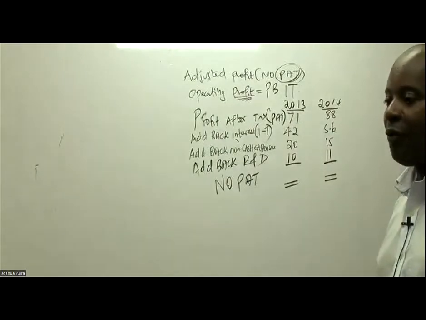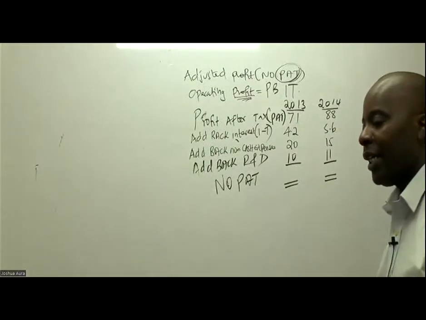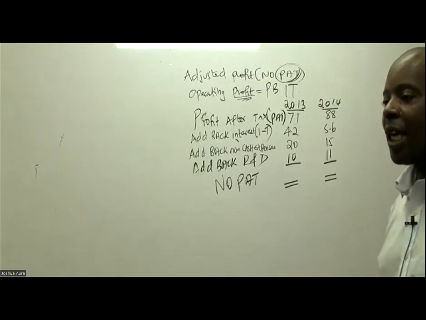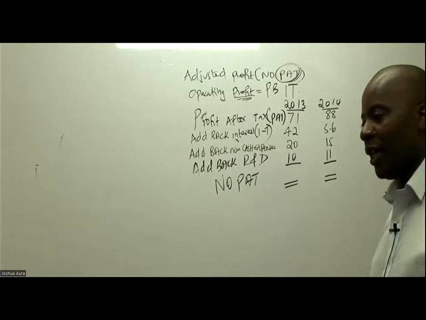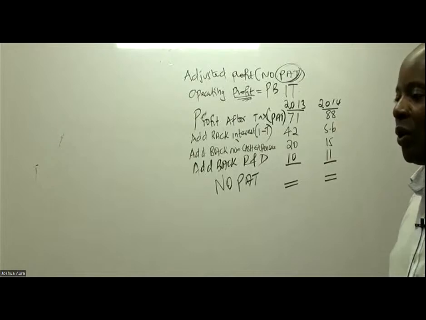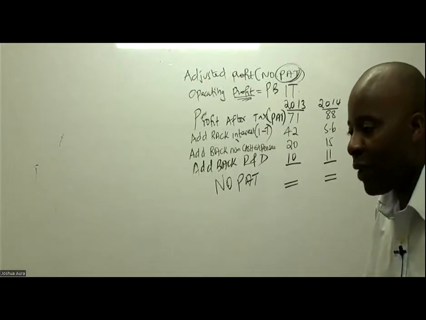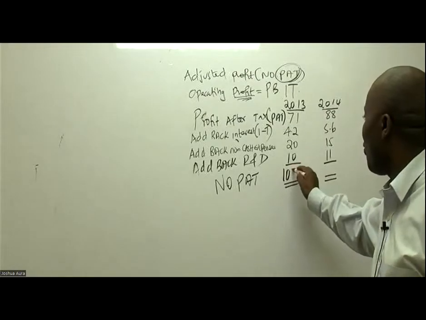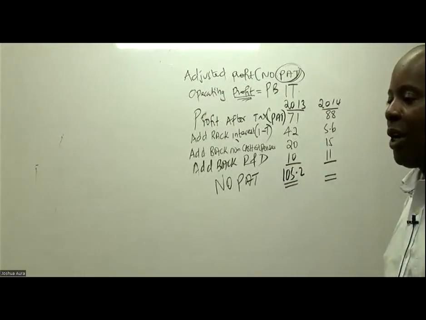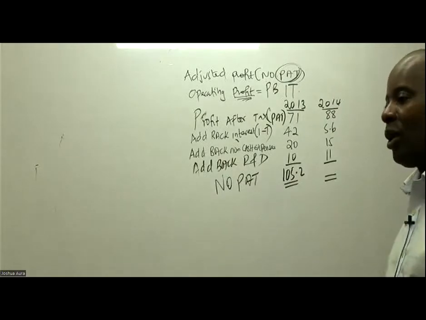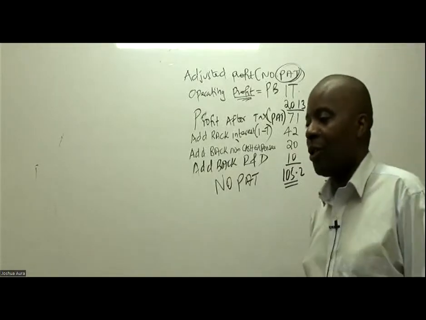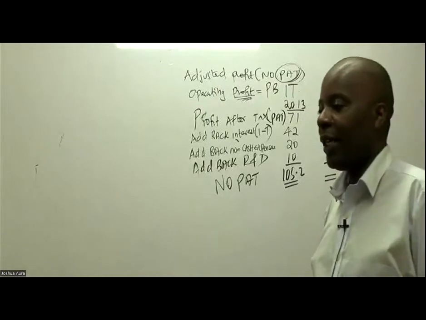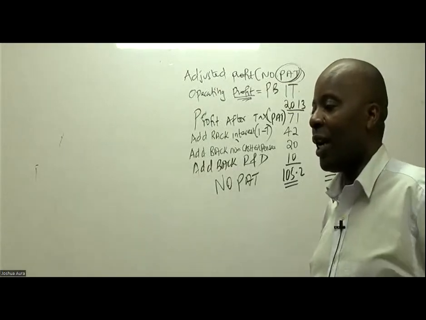Net operating profit after taxation. What we have there, the net profit after taxation. Cash flow based profitability. Net operating profit after tax, what do we have? So 105.2 in 2013, and then 2014, what do we have there, ladies and gentlemen?